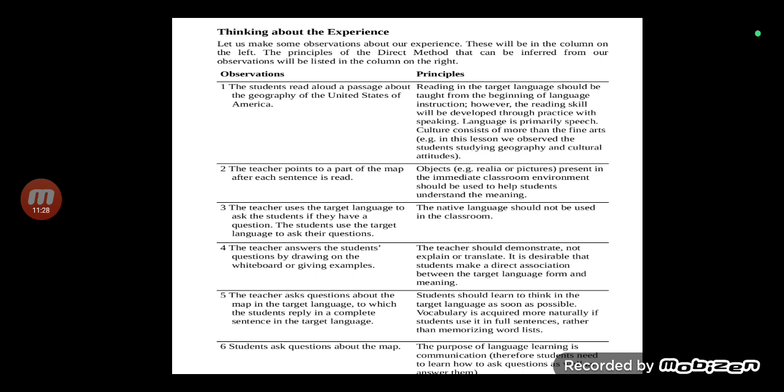Okay. So number 4, the teacher answers the students' questions by drawing on the whiteboards or giving examples.